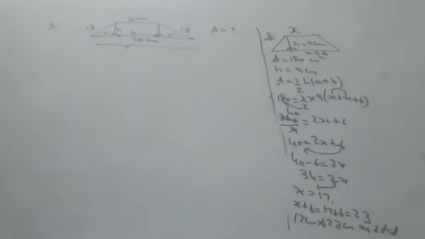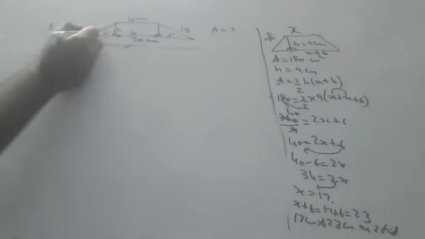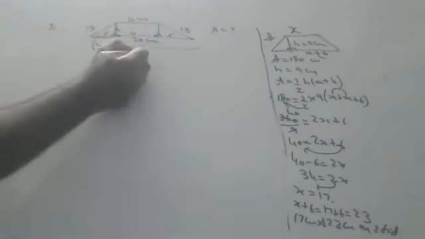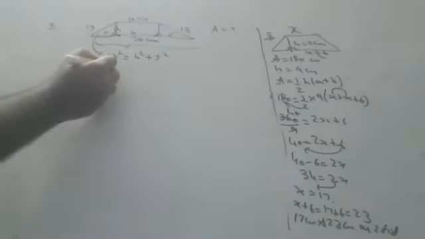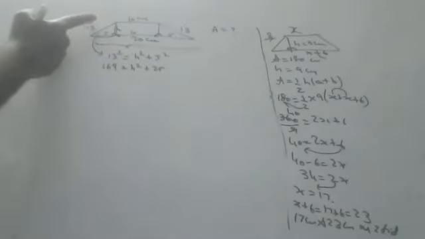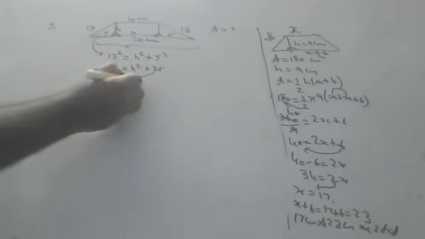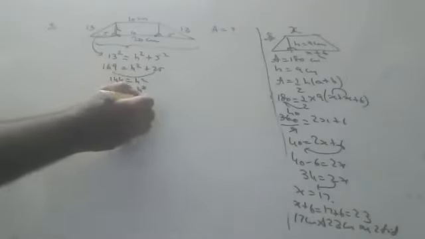I hope everyone studied the Pythagoras theorem in 7th class. Pythagoras theorem states that the longer side square is equal to the sum of squares of the other two sides. I hope all of you remember that. Now see, children, 169 is equal to H square plus 25. 144 is equal to H square. 12 square is equal to H square. H is equal to 12 centimeters.